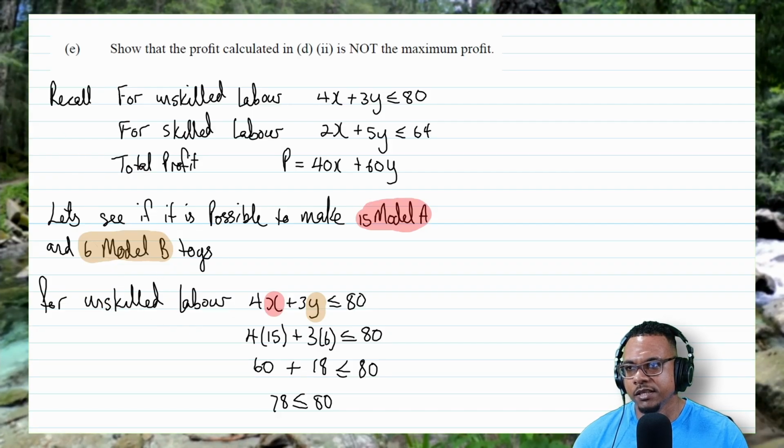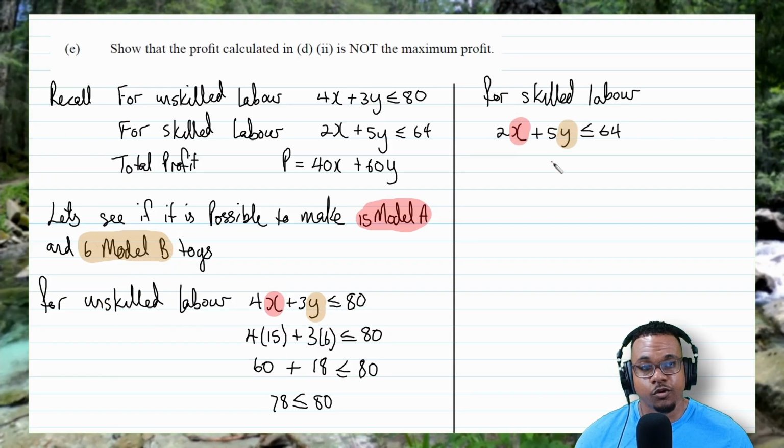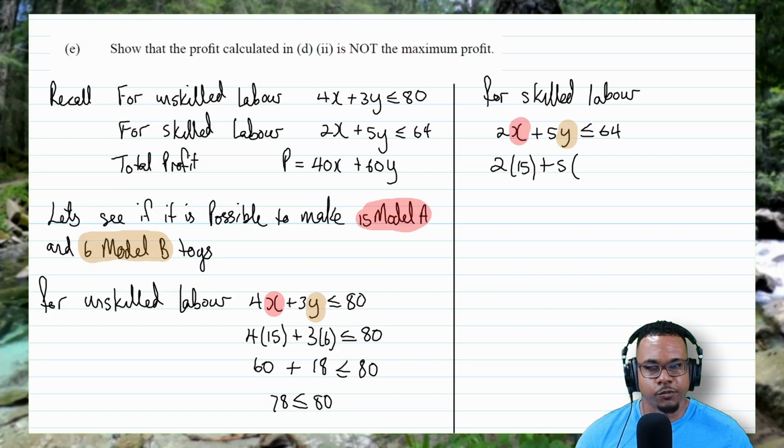Now let's check for skilled labor. For skilled labor, we have our inequality again, 2x plus 5y is less than or equal to 64. Remember, x is the number of Model A and y is the number of Model B. So we're going with 15 Model A toys and 6 Model B toys. So we'll have 2 times x, and x is 15, plus 5 times y, and y would be 6, less than or equal to 64. Let's see if this is true.